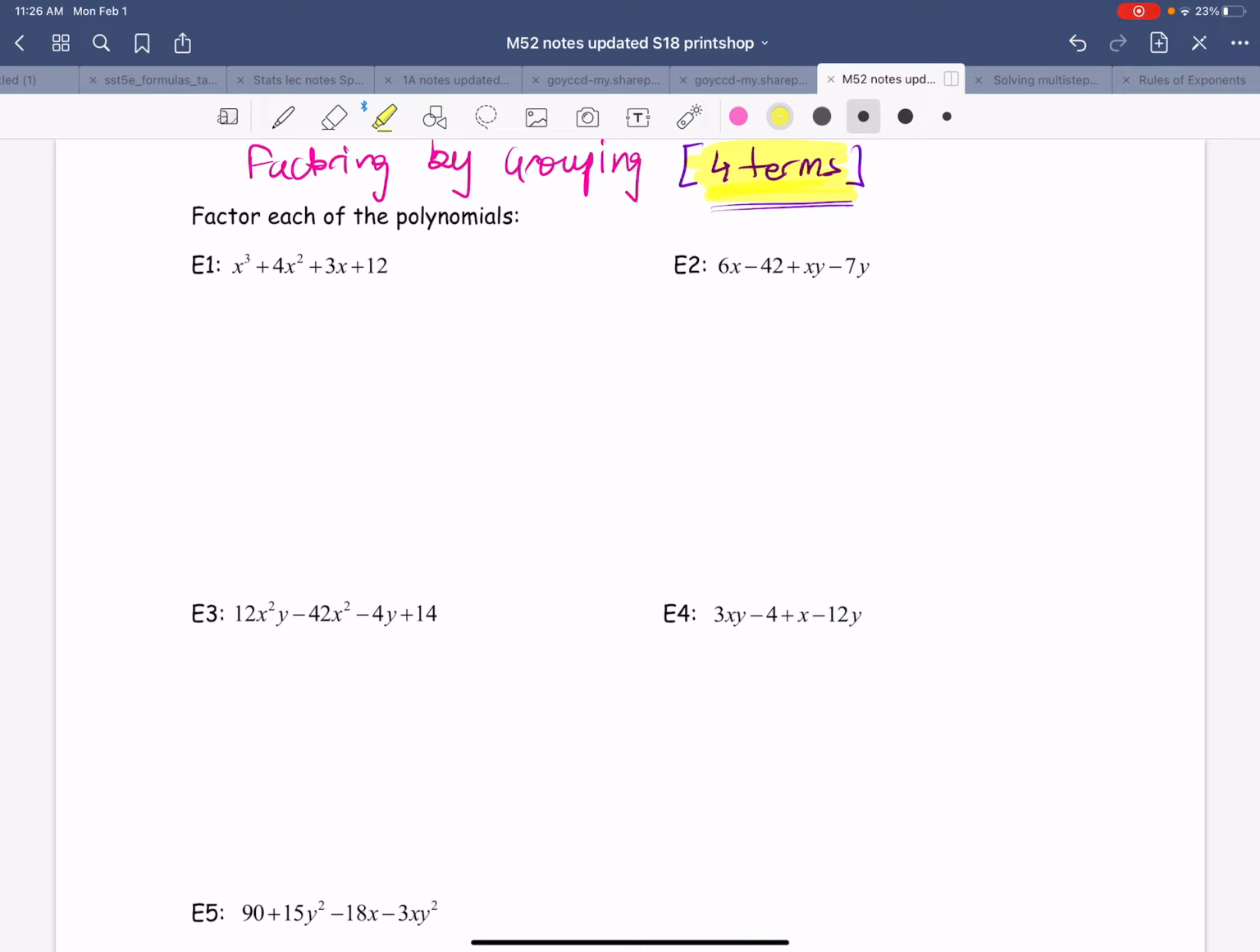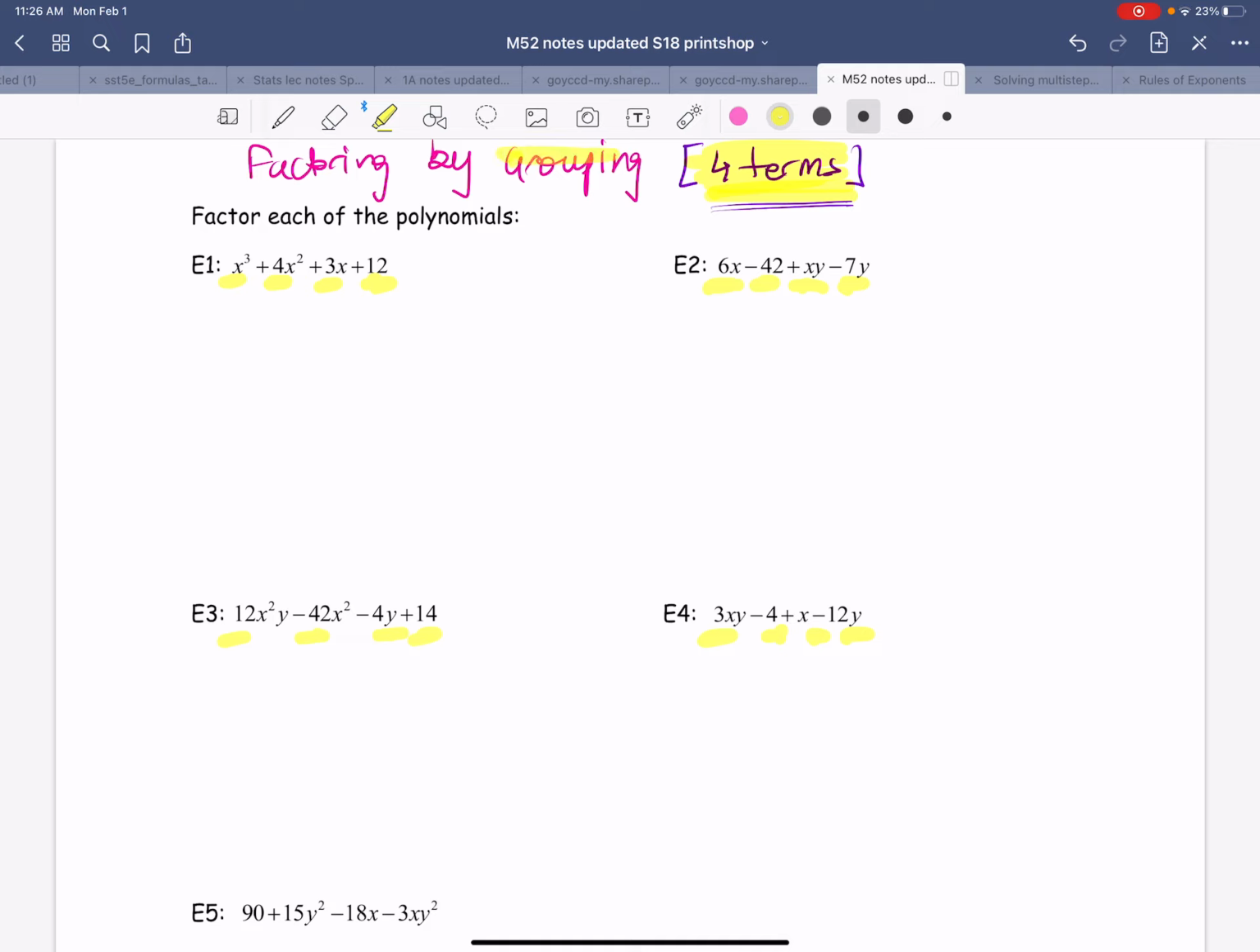In later courses, you will learn that you can also use this technique when you have 6 terms, 8 terms, 10 terms, even number of terms. But for now, we're only going to look at intermediate algebra level expressions that have 4 terms. So here we have 1, 2, 3, 4 terms. Sometimes you have to rearrange the terms. Usually it works out fine without rearranging the terms. Okay, so let's go ahead and try the first one.